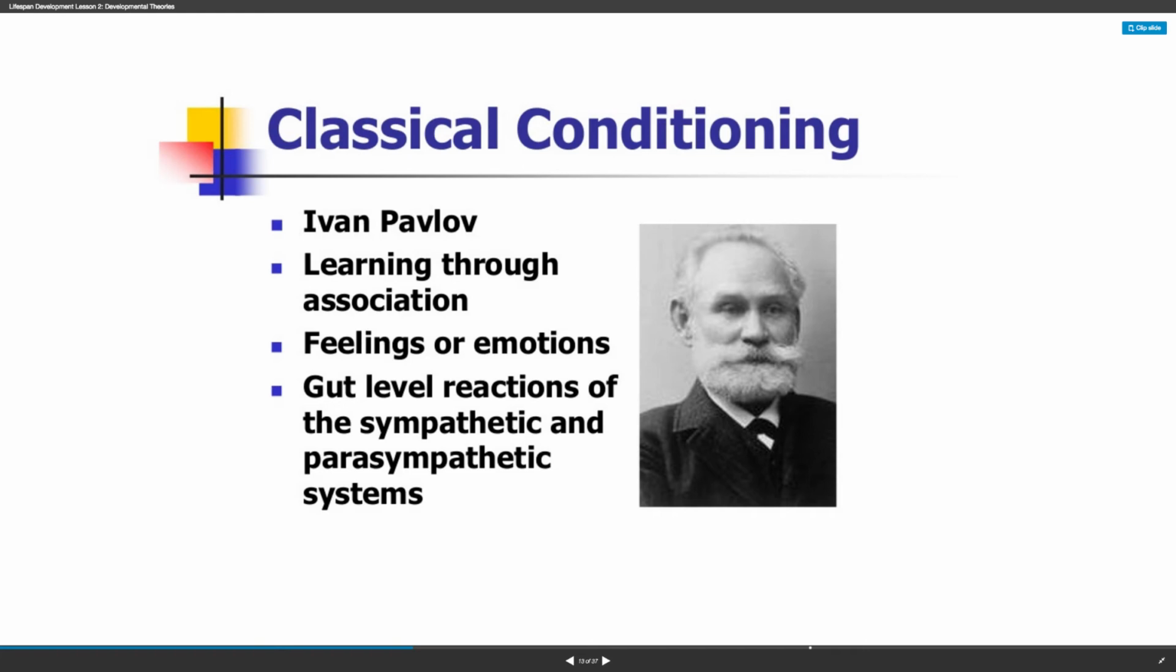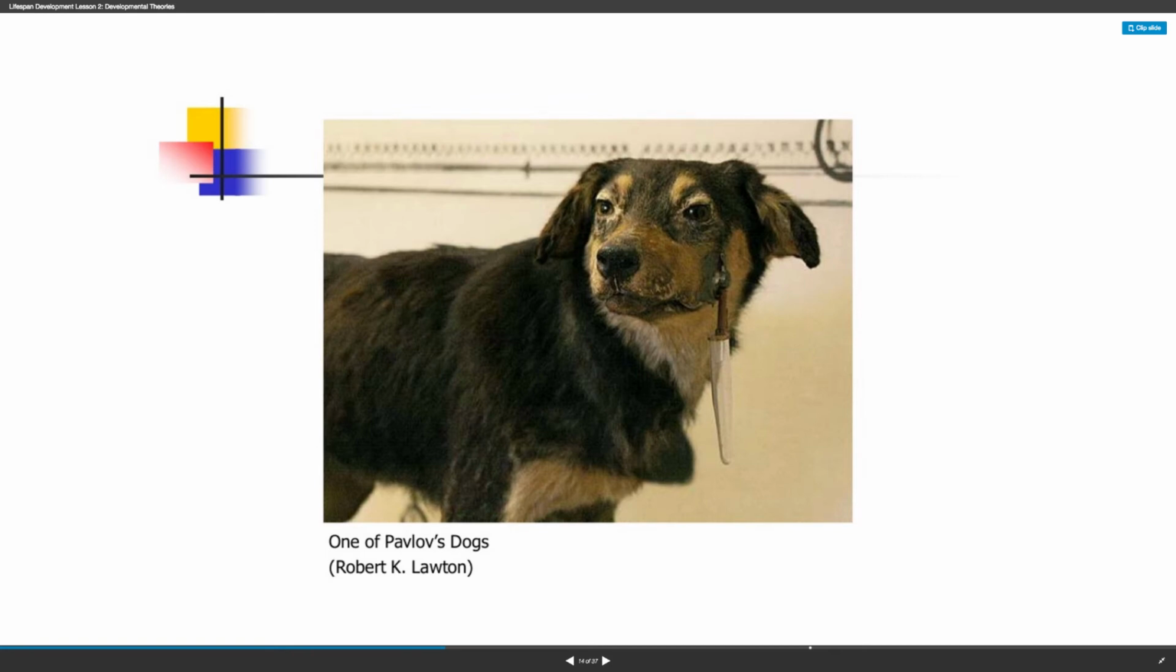Pavlov's understanding of classical conditioning developed out of his work when he was studying how saliva breaks down food. Here's one of Pavlov's dogs. Notice that this dog has a tube attached to his mouth. This is designed to capture saliva that can be measured when the dog is eating.